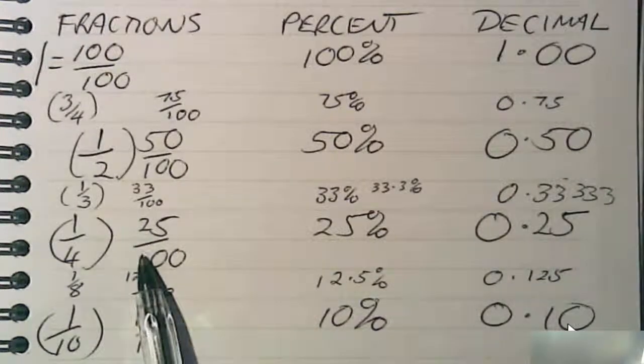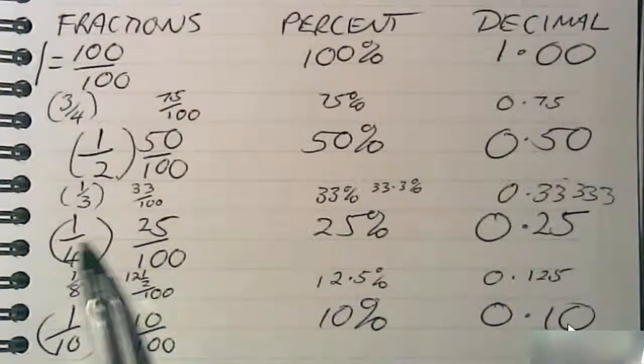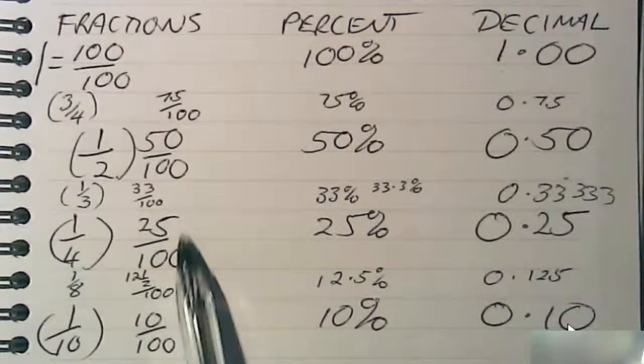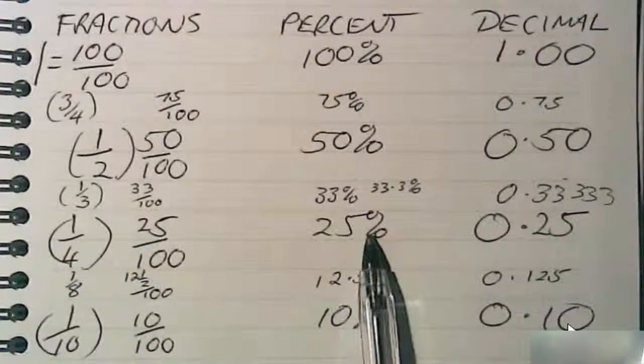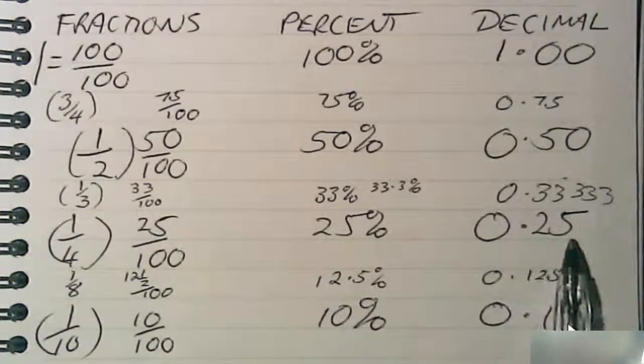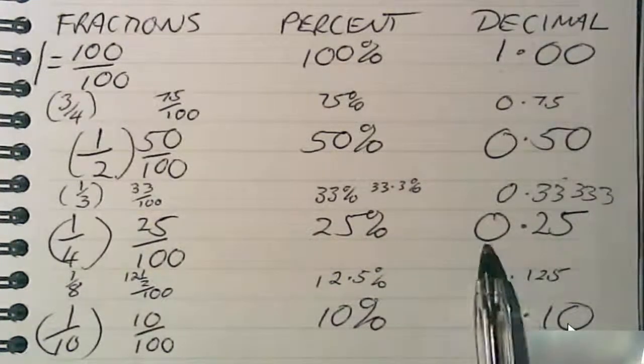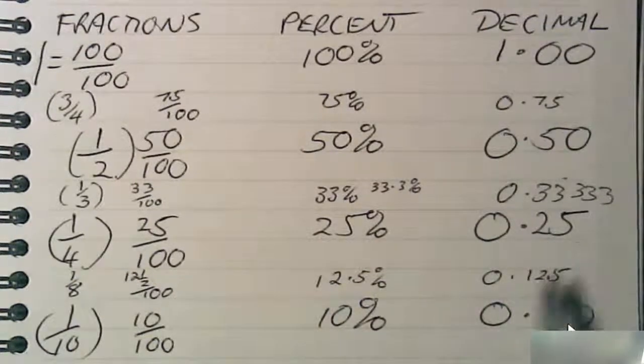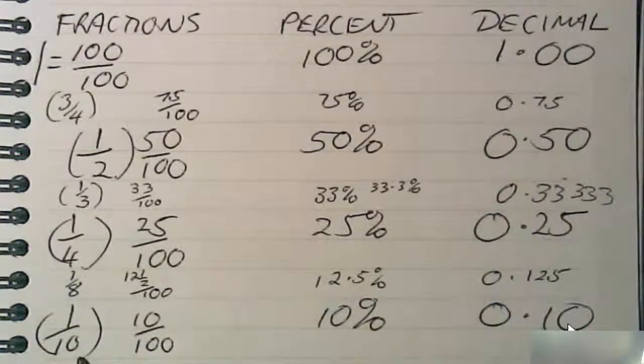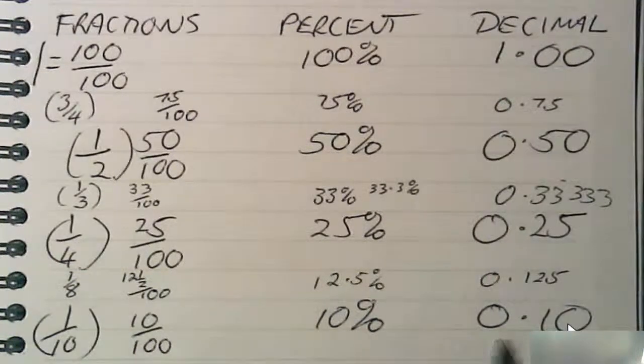The next one, I've left some spaces and skipped over some to show you in a minute. Next one is a quarter, 25 out of 100, 25%, 0.25. I didn't get the whole thing right, I got 0.25 but right. The last one down the bottom here is 1/10, 10 out of 100. 10%, 0.10. Some people might even write 0.1, leave the last 0 off there.